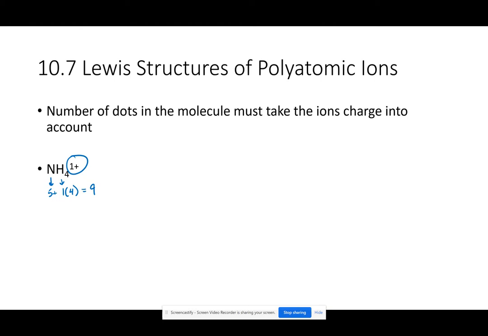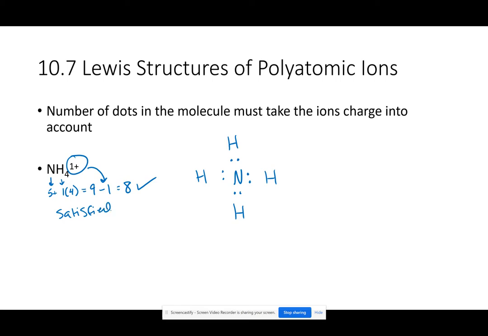This ammonium got the plus 1 charge by losing an electron. So that's why I'm going to do minus 1. And I'm going to use 8 total electrons in this molecule. So nitrogen's my central atom. 4 hydrogens are on the sides. 1, 2, 3, 4, 5, 6, 7, 8. I've used 8 electrons.